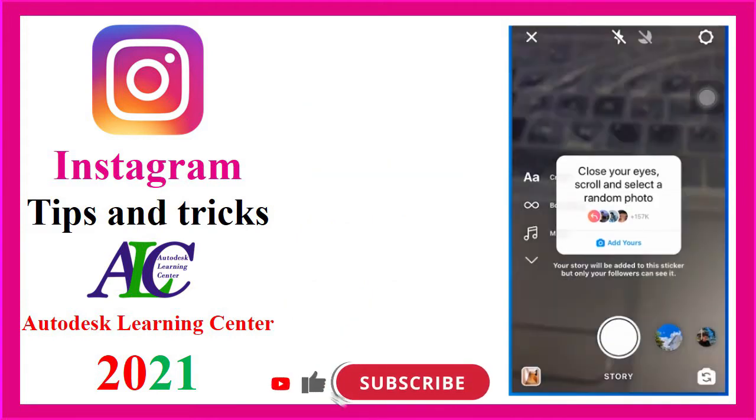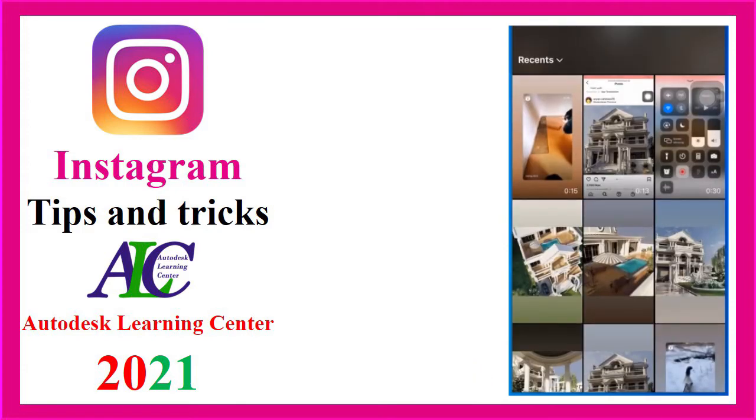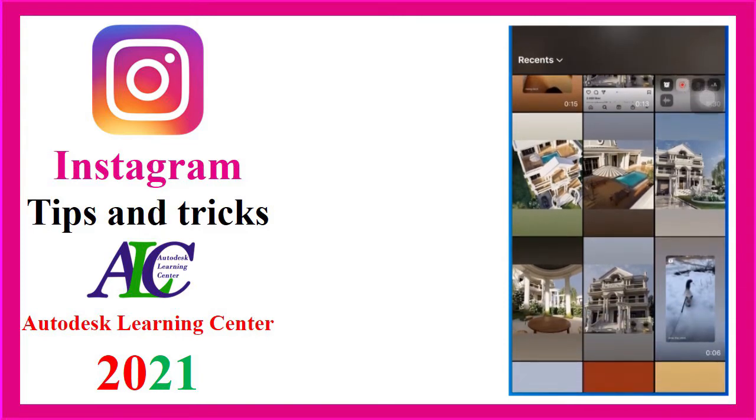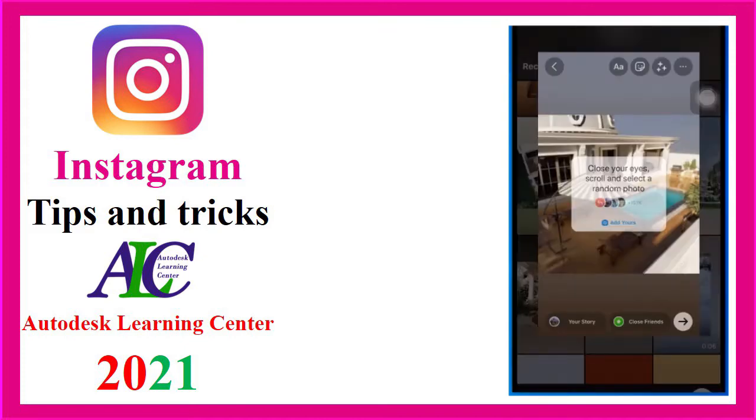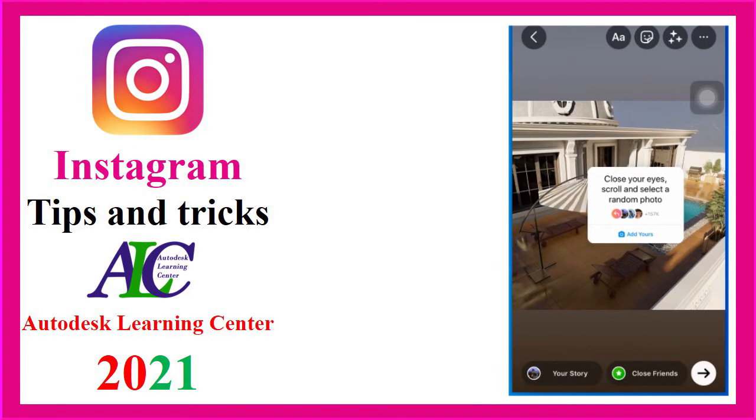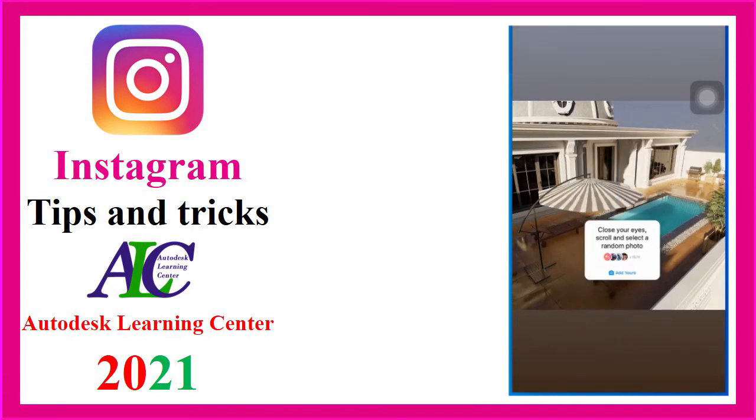Okay, so go to your gallery and choose your picture from here. I'm going to choose this picture and you can adjust the size of this and where you want to put it. So let's make it small and put it in here.